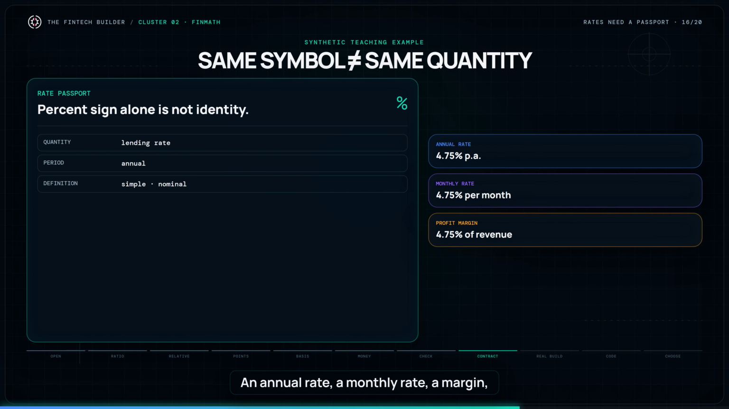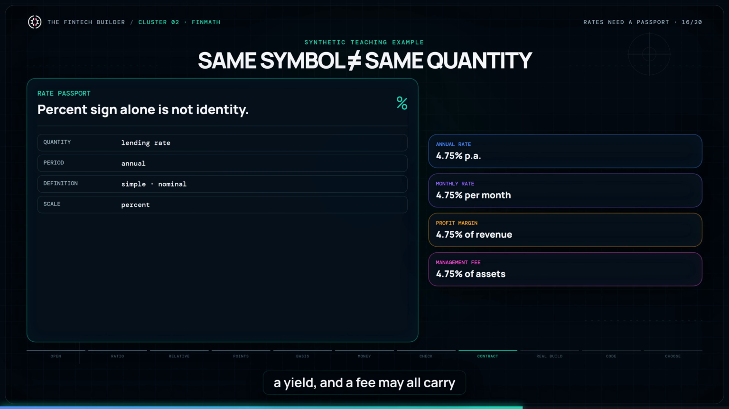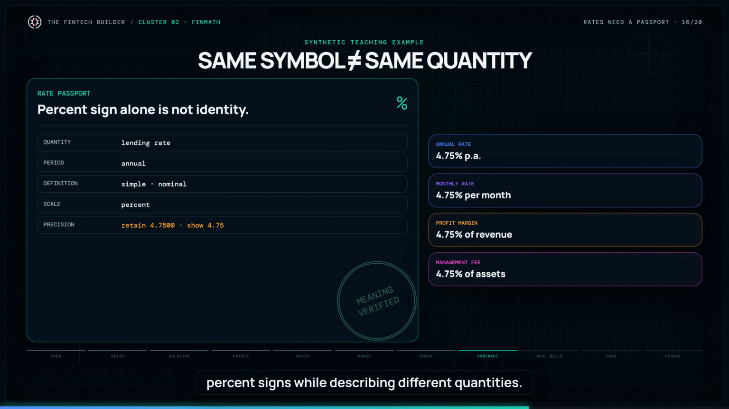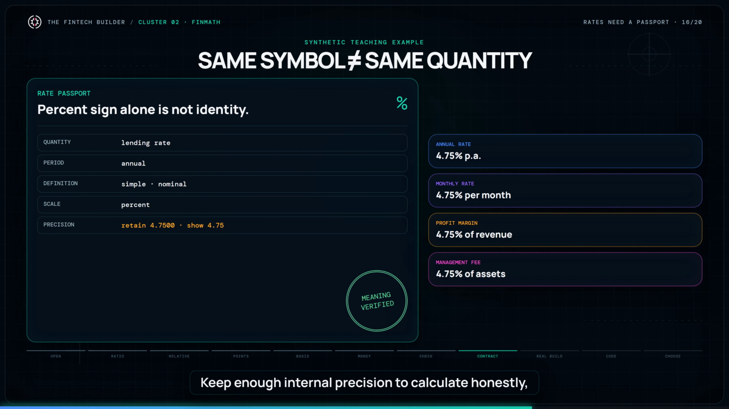An annual rate, a monthly rate, a margin, a yield, and a fee may all carry percent signs while describing different quantities. Keep enough internal precision to calculate honestly. Round at the declared display boundary, and never let a rounded headline silently replace the retained value.